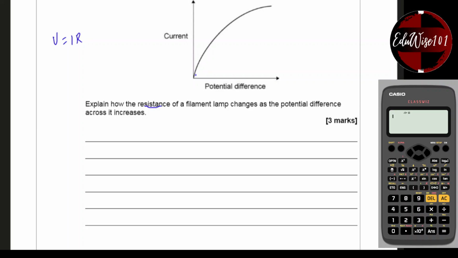Now, the only reason that the rate of change of current or the gradient is becoming less here is because the resistance is increasing. If the resistance increases, the current will actually slow down. Eventually, the current will remain the same while the potential difference increases. Now, main reason for that is because the filament lamp is getting hot. So let's look at a typical answer.